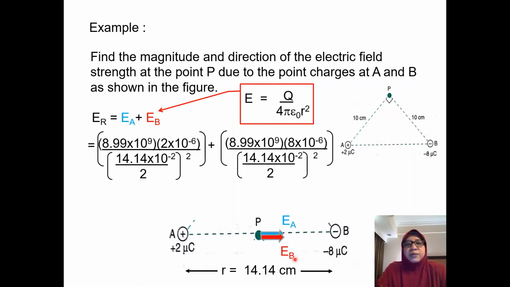Next, for the EB, we do the same. So 8.99 times 10 to the power of 9 times 8 times 10 to the power of negative 6, microcoulomb converted to coulomb. And then the distance is also 14.14 times 10 to the power of negative 2, converted to meter, divided by 2, half of the distance, because P is in the middle of AB. So the answer is 18 times 10 to the power of 6 Newton per coulomb, towards B, because the question asks to find the magnitude and the direction of the electric field. Okay, so done for this example.